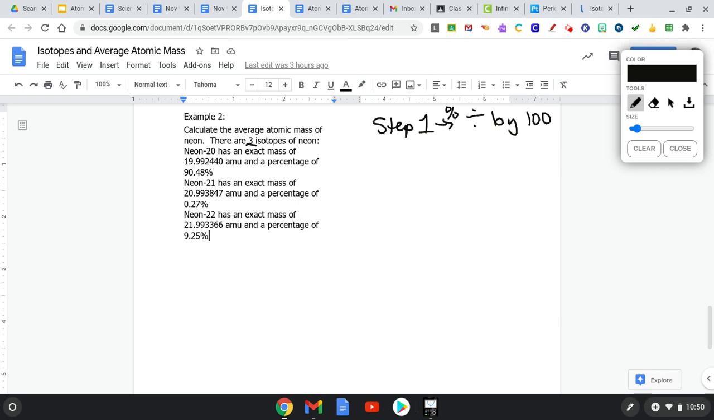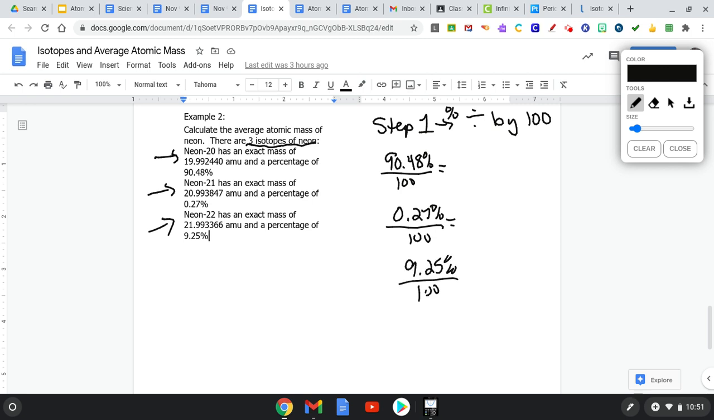So I've got 3 isotopes of neon. Neon 20 has an exact mass of this. If it gives you an exact mass, that's what we're going to use. And it tells me my first percentage is 90.48%. So I'm going to divide that by 100. Then my second percentage, neon 21, has an exact mass of this, AMU, and a percentage of 0.27%. So I'm going to divide that by 100. And then my third isotope has an exact mass of 21 and a percentage of 9.25%. So I'm going to divide that by 100.